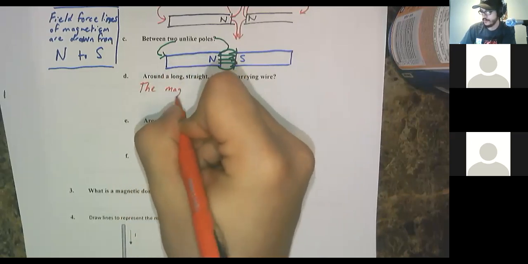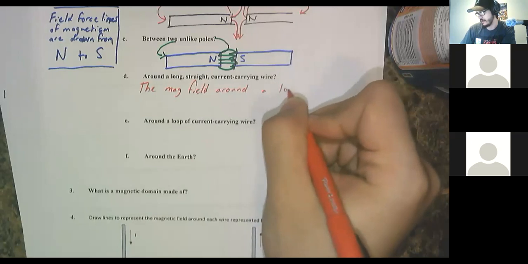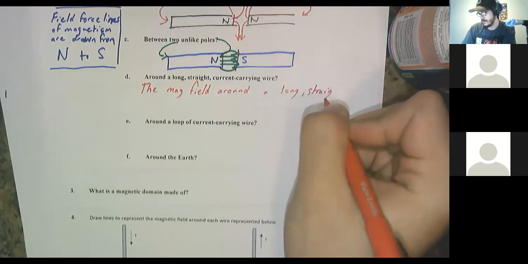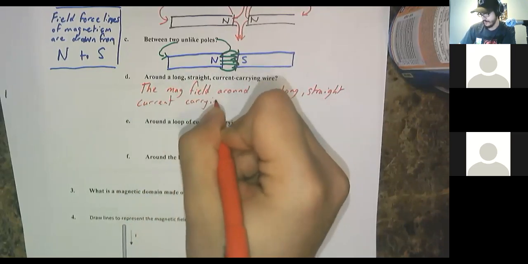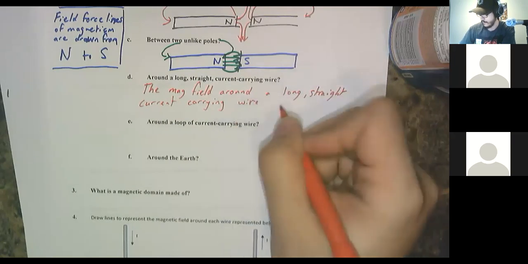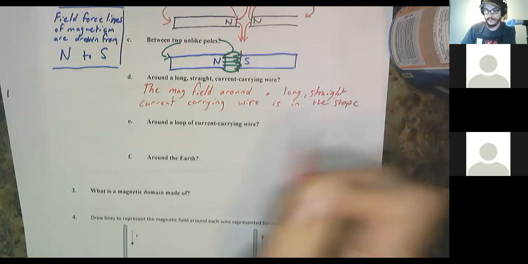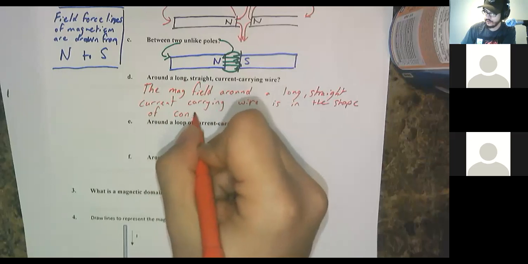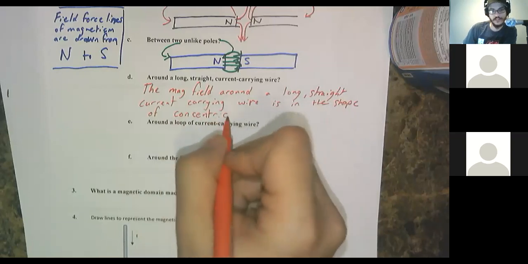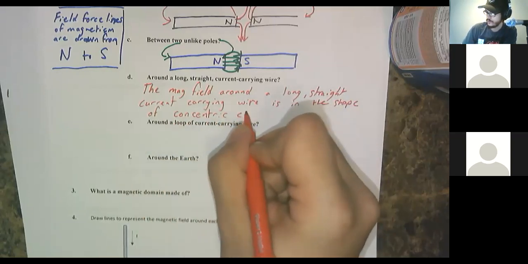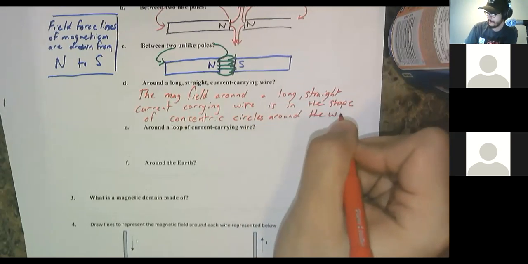the magnetic field around a long, straight current carrying wire is in the shape of concentric, that means all of the circles have the same center, concentric circles around the wire.